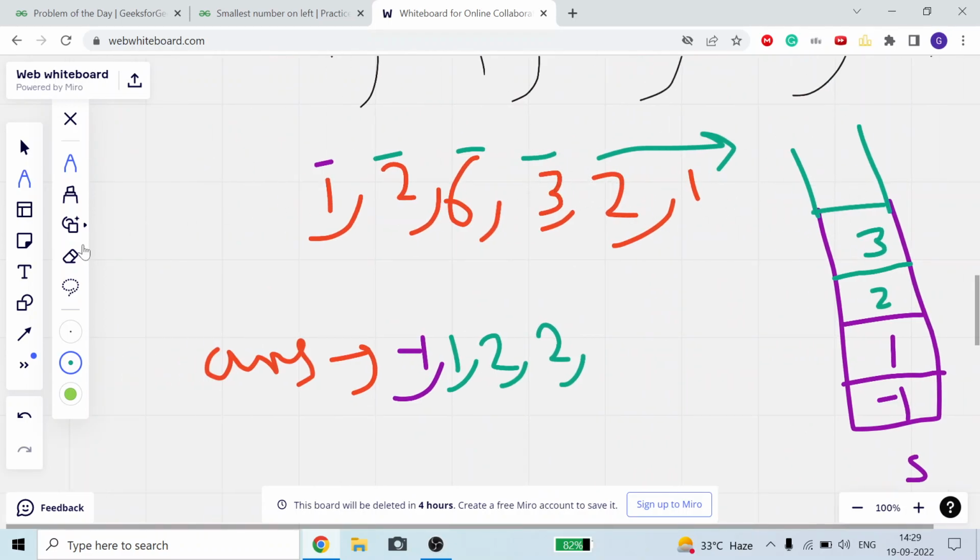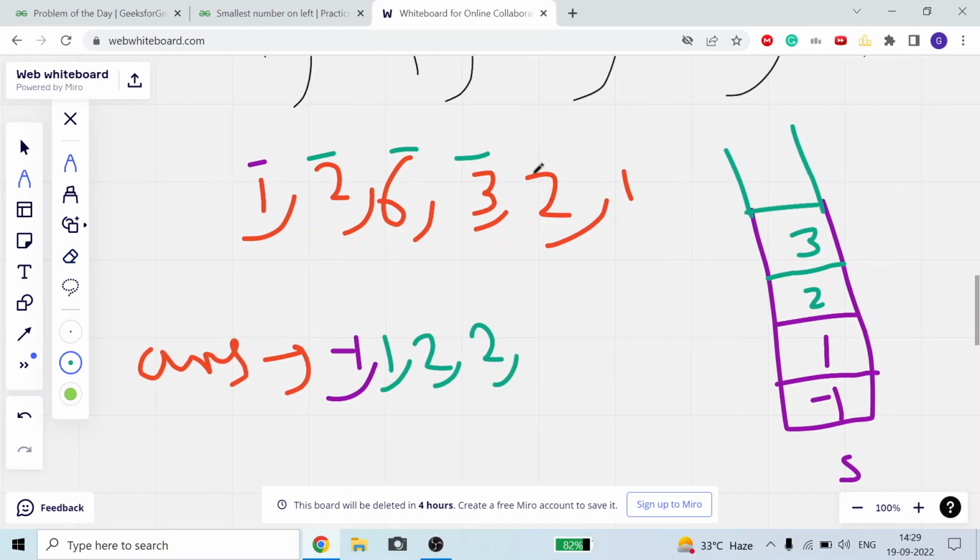Now for 2, I will see whether 3 is less than 2. No, so I need to pop out 3 as well. Now, is 2 less than 2? No, they are equal, so I did not find a smaller number. These are equal numbers, so this cannot be a valid answer. So is 1 less than 2? Yes, 1 is less than 2.